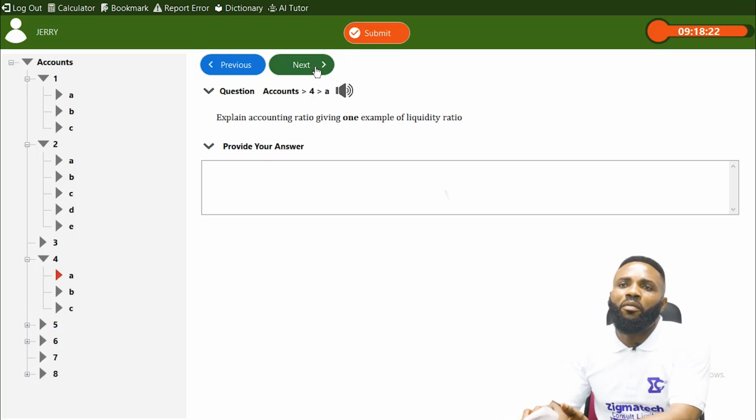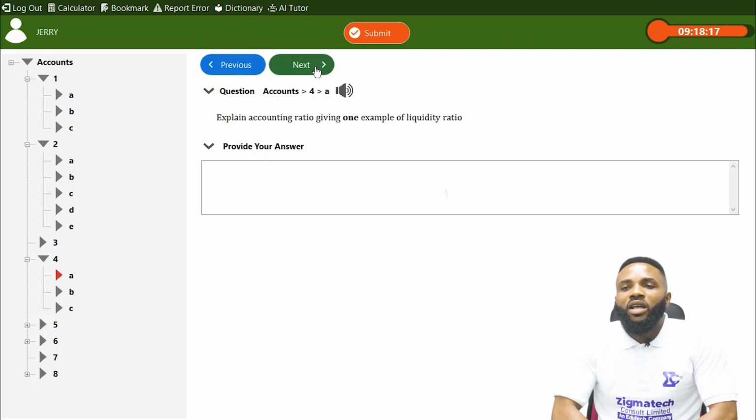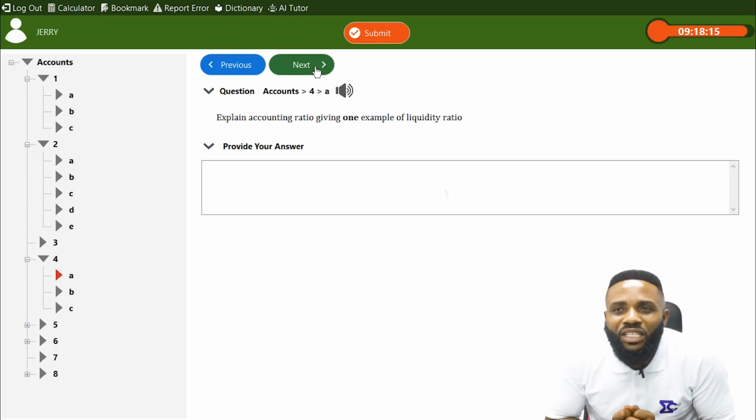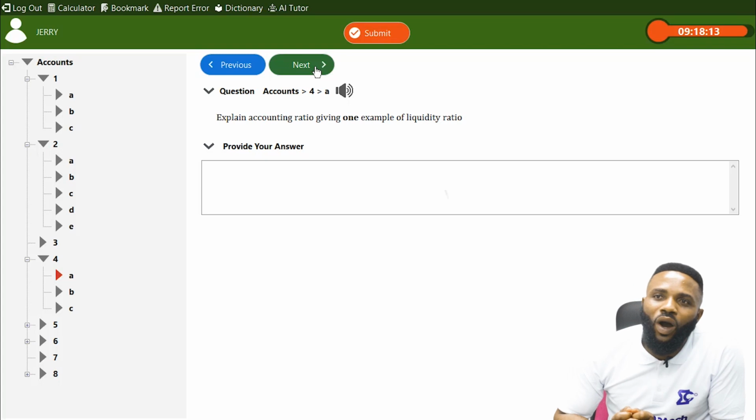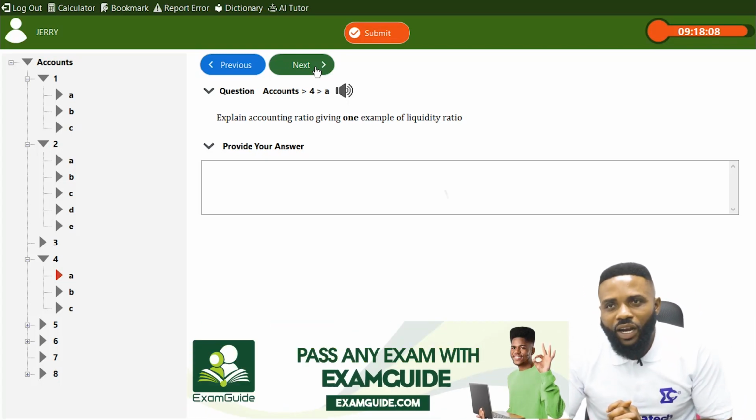Now, let's quickly look at number 4. Let's look at question 4. Question 4 says you should explain accounting ratio, giving one example of liquidity ratio. Let's start with what accounting ratio is.